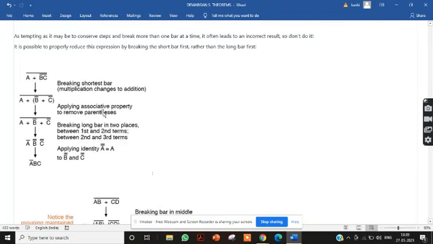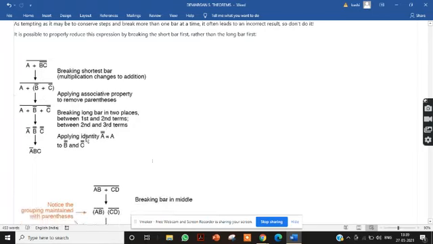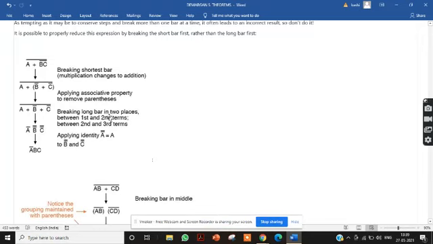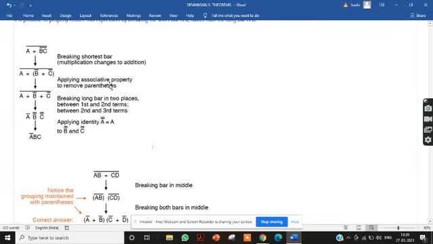Now we are using the associative property. Then it becomes (A plus B bar plus C bar) whole bar. Now we are breaking the long bar in two places, between the first and second terms and between the second and third terms. Then observe here, it becomes A bar, B bar whole bar, and C bar whole bar. So applying the identity, A bar whole bar equals A, you will get A bar BC.